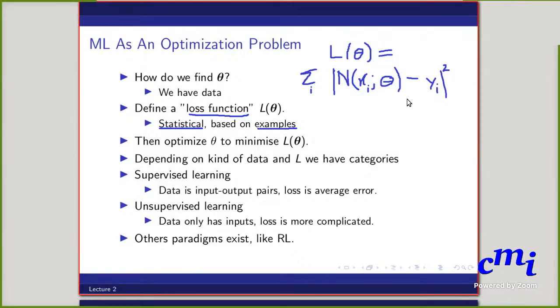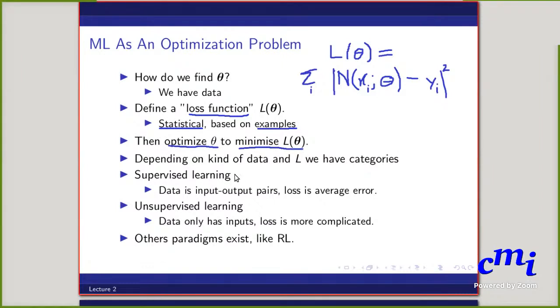So this loss function, for a particular theta, uses this theta to set up N, and then evaluates N on a bunch of test examples. Then it comes up with some measure of how well we are doing on these examples. In this case, it's the average distance from the expected results. So to find theta, the way that we do it in machine learning is that we optimize theta so that we minimize this loss function L.